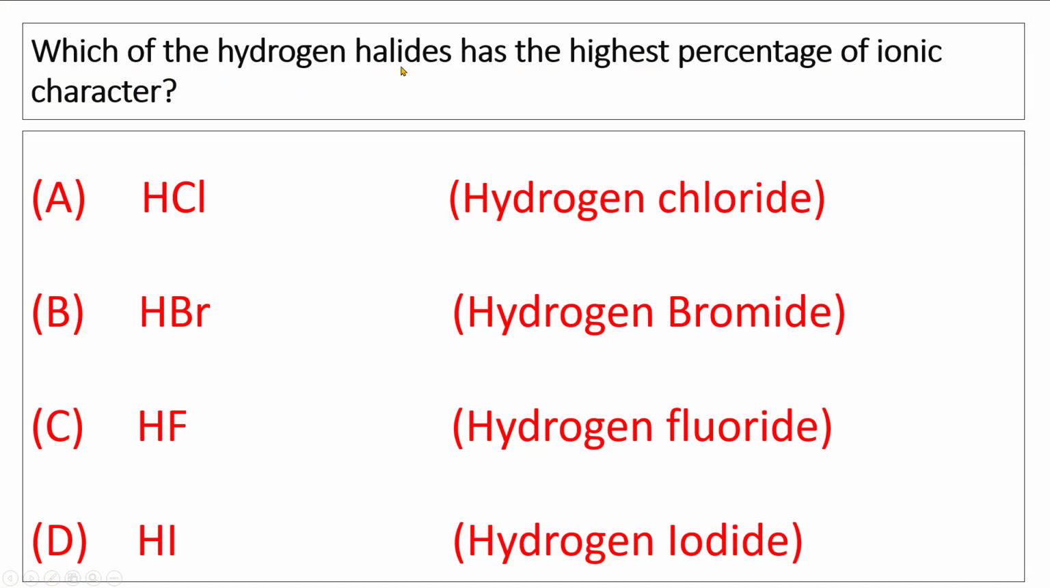Which of the hydrogen halides has the highest percentage of ionic character? HCl, hydrogen chloride, HBr, hydrogen bromide, HF, hydrogen fluoride, HI, hydrogen iodide. Correct option is C. HF, hydrogen fluoride, has the highest percentage of ionic character.